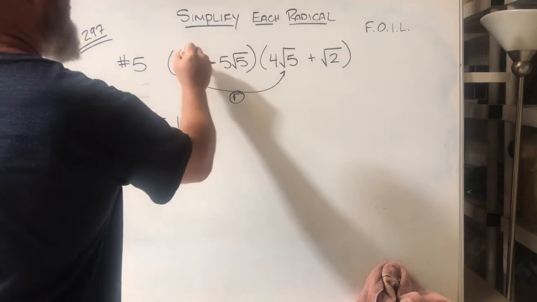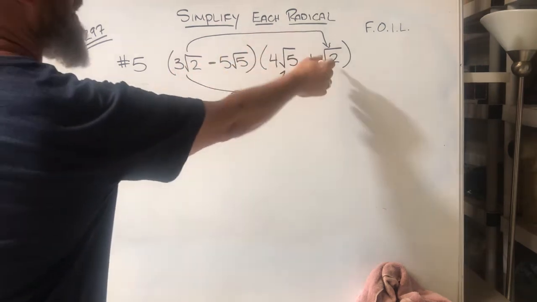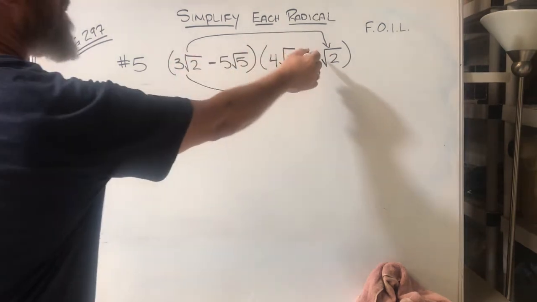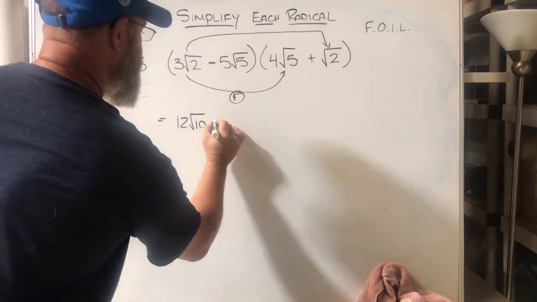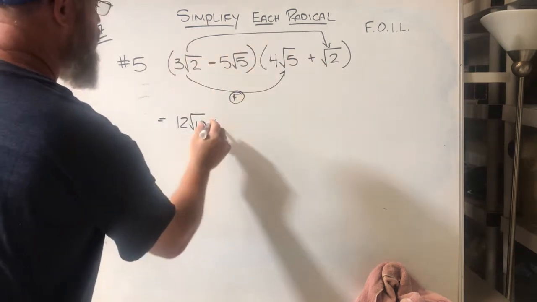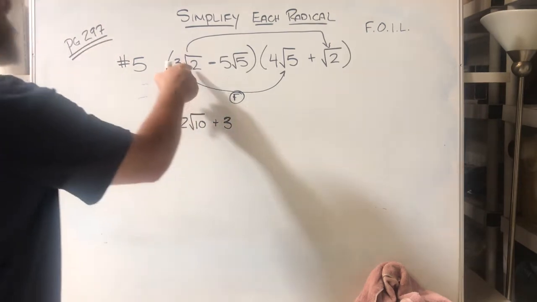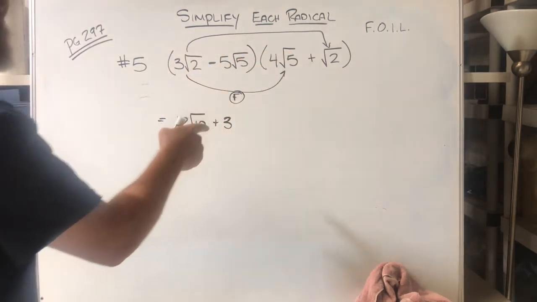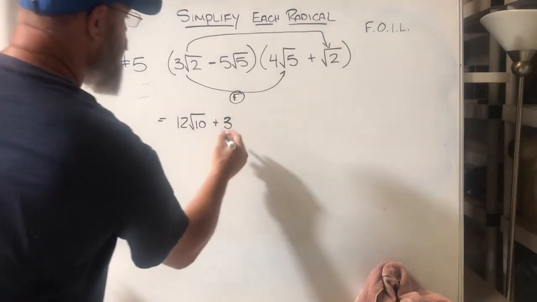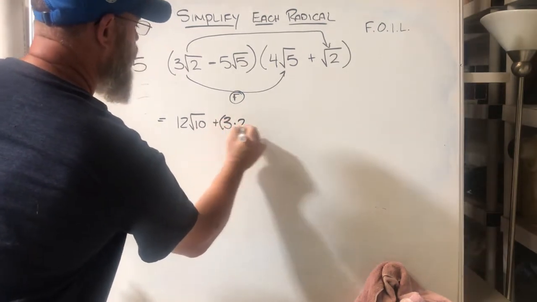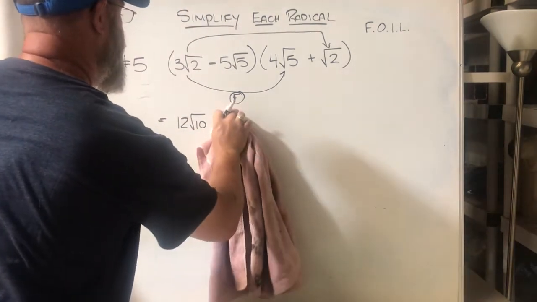And then we do the outsides, right? 3 times the square root of 2 times the positive square root of 2. Well, we do the coefficients first, and this is an invisible 1, so 3 times 1 is 3, and this is positive because I have a positive times a positive. So positive 3, and then what is the square root of 2 times the square root of 2? Well, that's the square root of 4, and what's the square root of 4? Well, that's 2. So it's 3 times 2, and we know that 3 times 2 equals 6. So I'm just going to write this as 6.